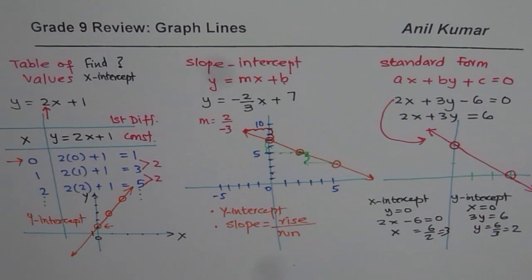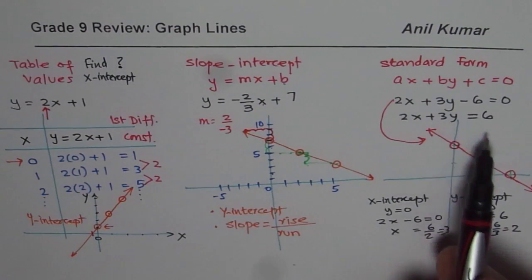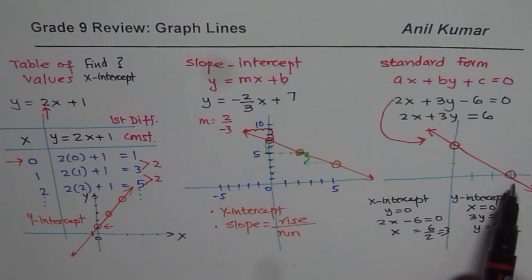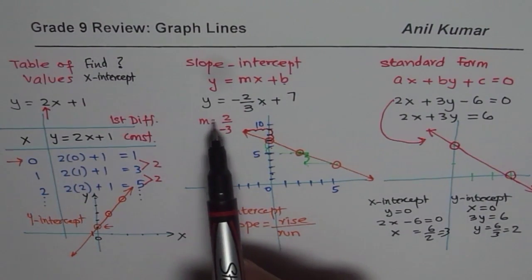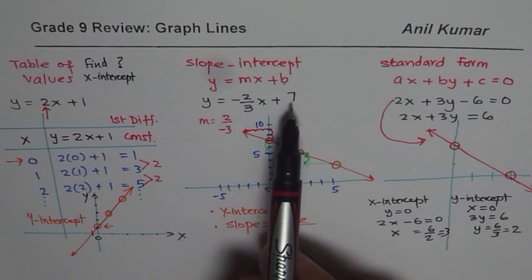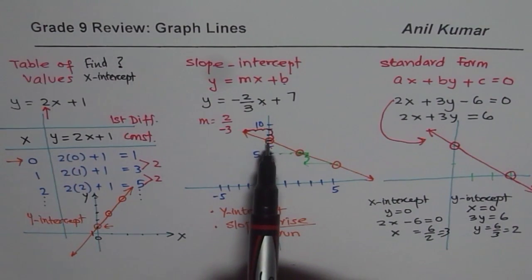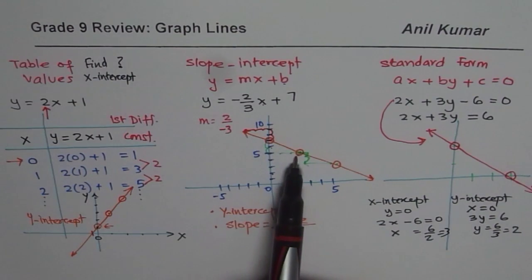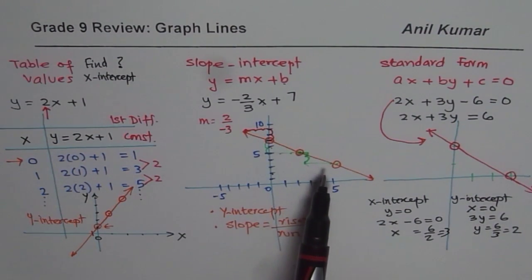So remember, if you are given equation in standard form, finding x and y intercepts is the best way to sketch the line. So you get 2 points, connect them with a straight line. If you are given equation in slope-intercept form, first you should approach the y-intercept and then rise over run will give you successive or different consecutive points. Join them together with a straight line.